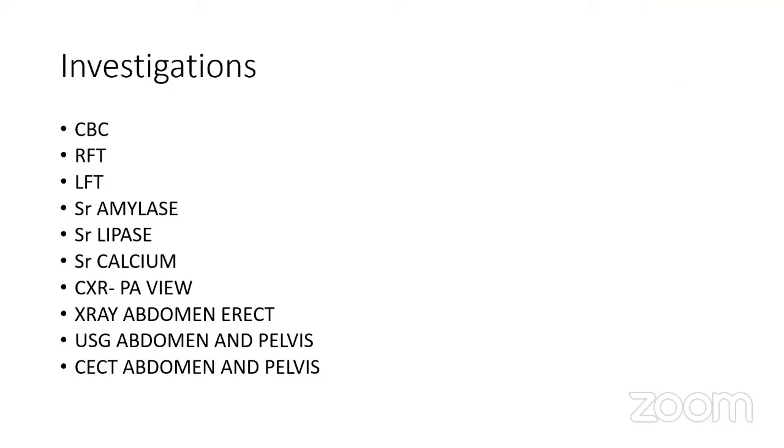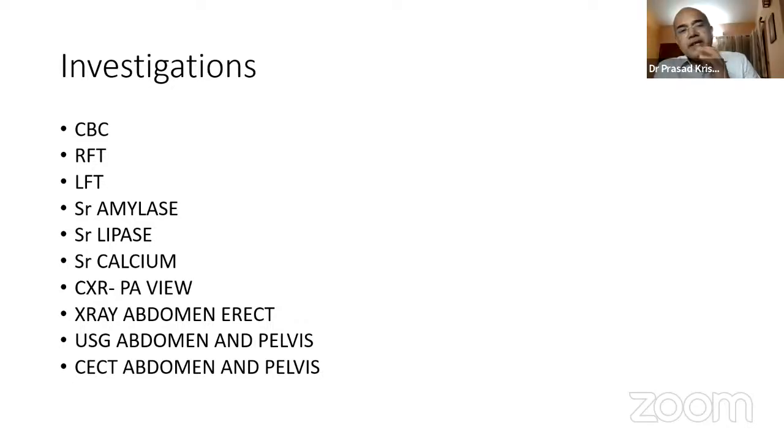Multiloculated, multiple cysts. What are the radiological signs? If it is a mucinous cyst of the pancreas, do you know the radiological feature? What type of calcification? Eggshell calcification will be there in the mucinous tumor. So you have to look for that.